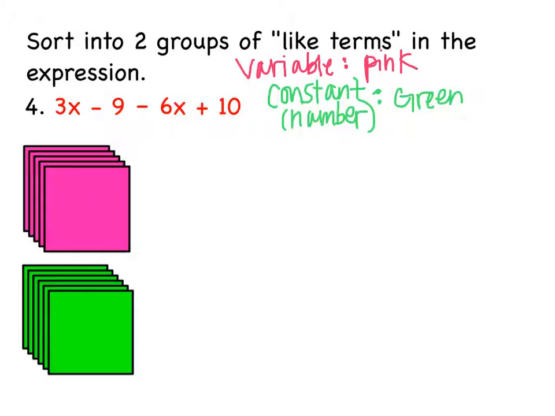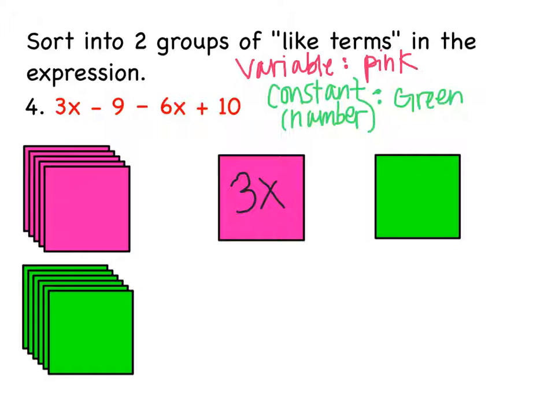My first term is 3x, so I'm going to grab a pink sticky. And I'm going to use my whiteboard marker to write 3x on it. My next term I see is a -9, so I'm going to grab a green sticky. And I'm going to write -9 on it. Remember, the sign goes with the term in front. Now you may be thinking, well, isn't that 3x subtract 9? And yes it is, but remember that subtract signs and negative signs are equivalent because of keep, change, change. We could rewrite that as 3x plus -9.